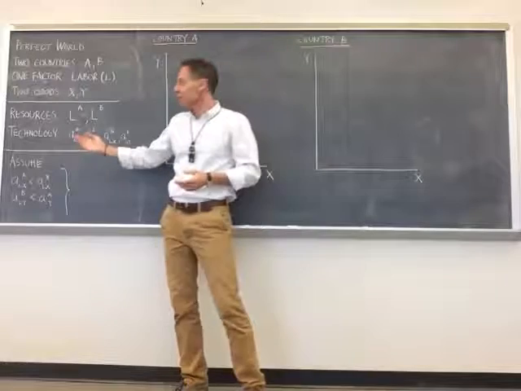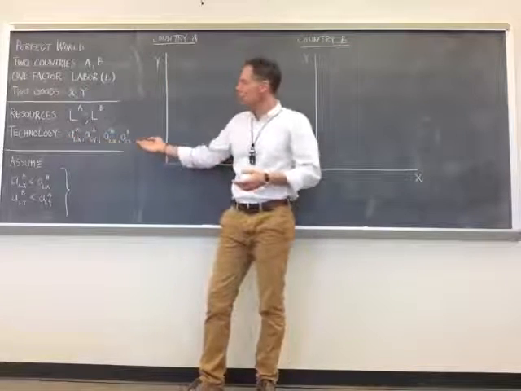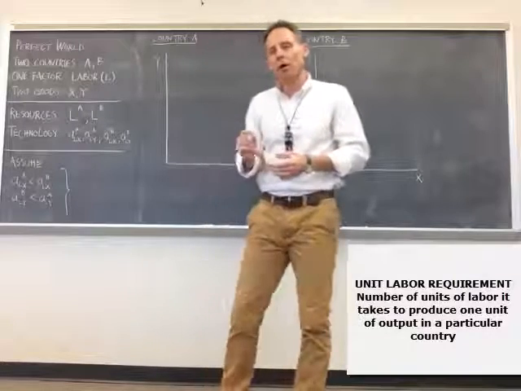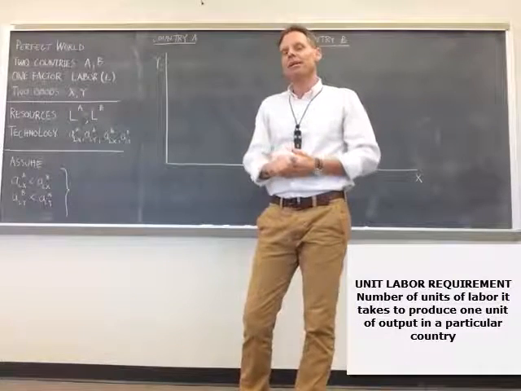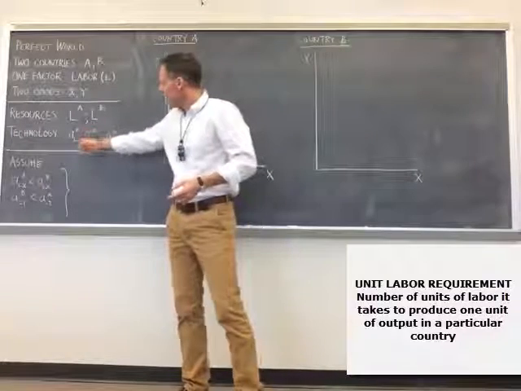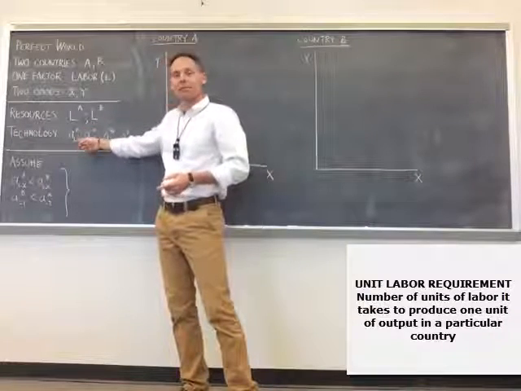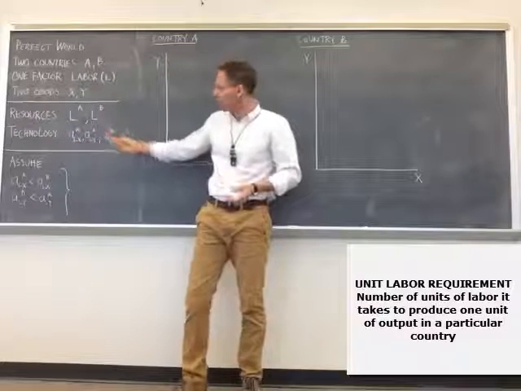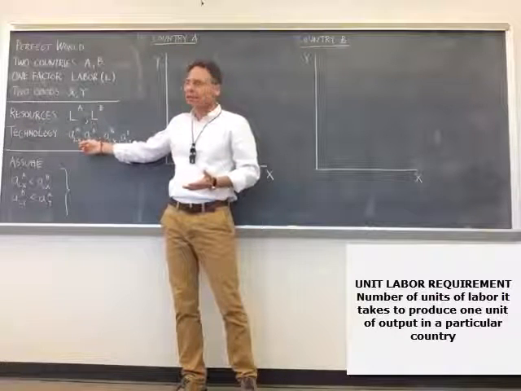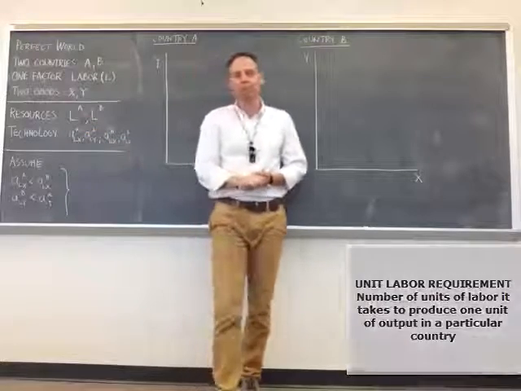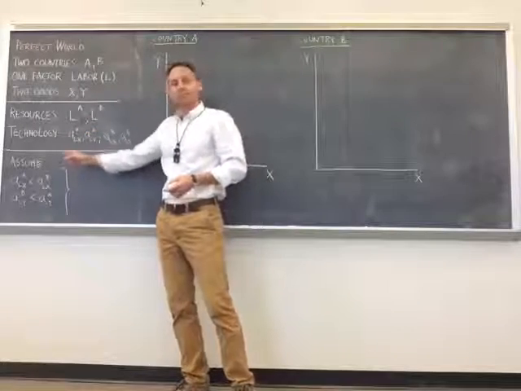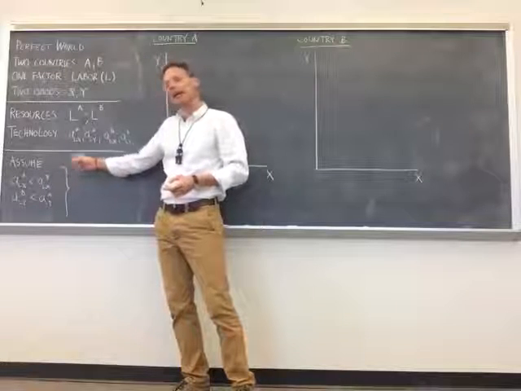The technology is given to us by these 4 unit labor requirements. A unit labor requirement tells us how many units of labor it takes to produce 1 unit of a good. So ALXA says that it will take this many units of L to produce 1 unit of good X in country A. Let's assume that ALXA is less than ALXB.